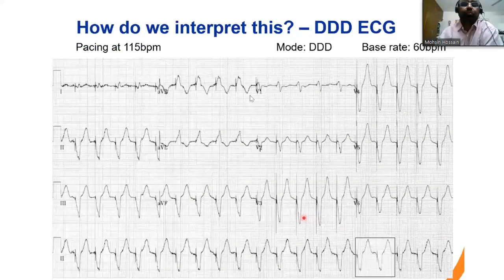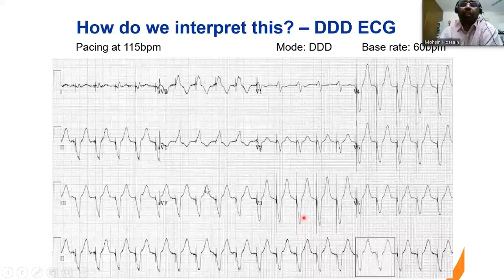How do you interpret the ECG? Dual chamber pacemaker, the rate is 115, you can see here. The rate is very high, but the basal rate is 60. So it could most likely be pacemaker mediated tachycardia.